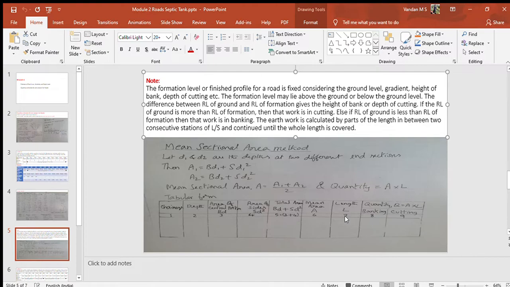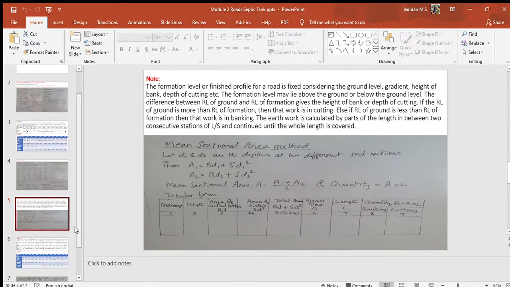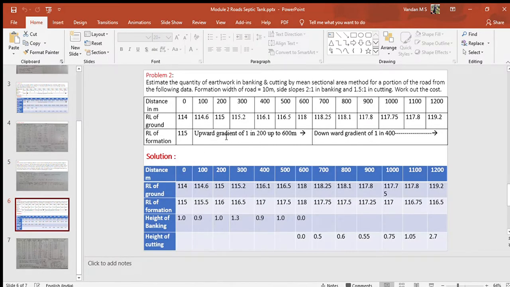Problem 2 in earthwork calculation for roads. The problem statement is as follows. Estimate the quantity of earthwork in banking and cutting by the mean sectional area method for a portion of the road from the following data. Formation width of road is equal to 10 meter, side slopes 2:1 in banking and 1.5:1 in cutting. Work out the cost of earthwork.